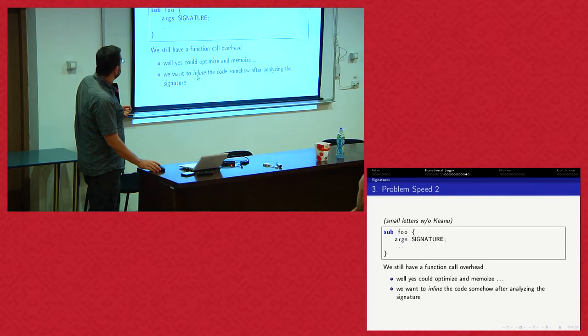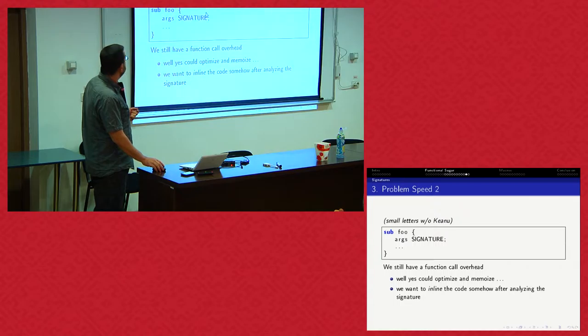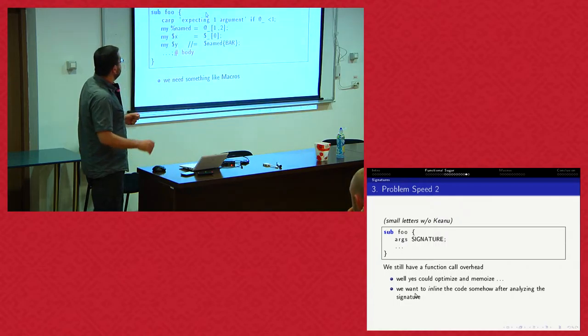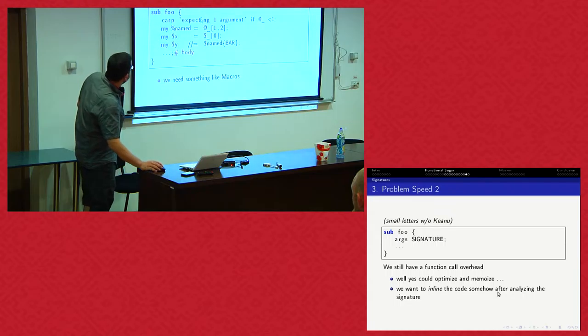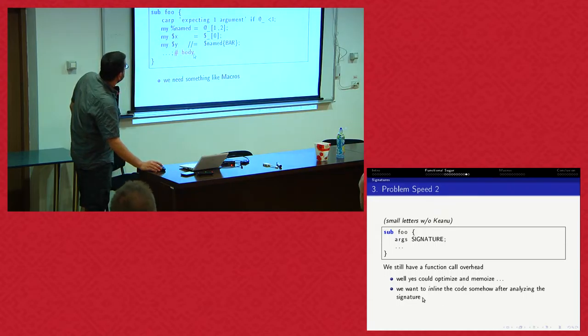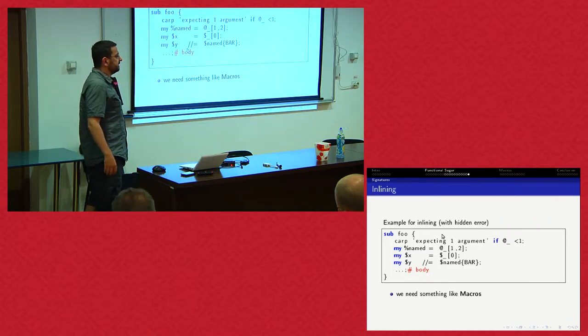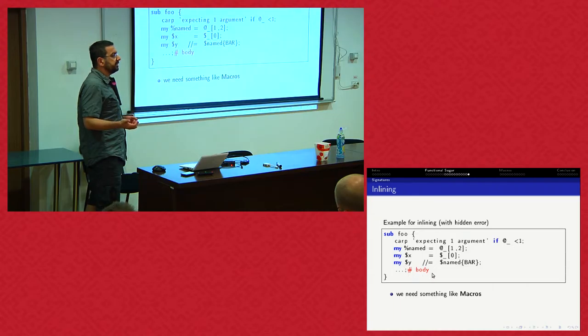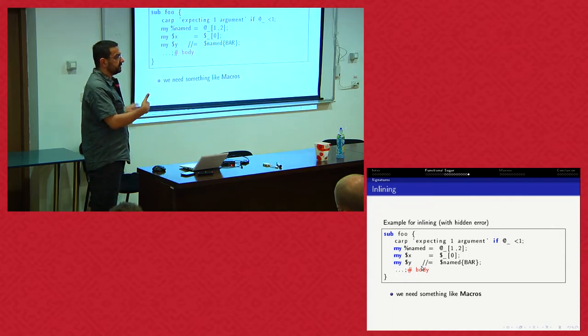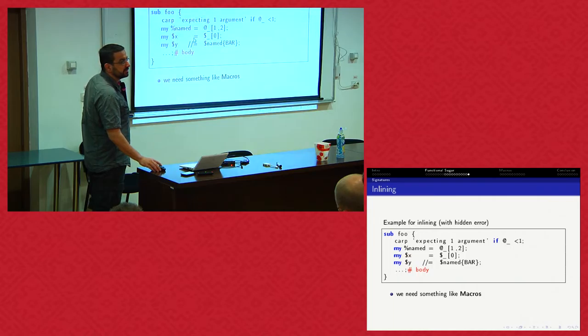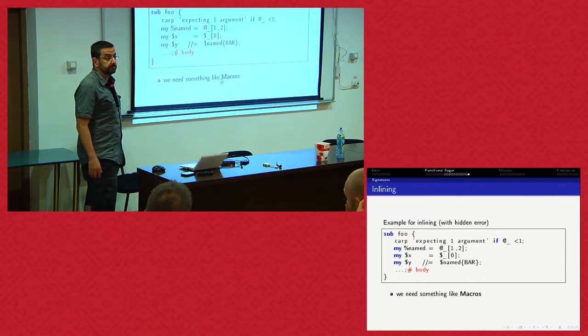What we really want is to inline the code somehow after analyzing the signature. What does inlining mean? We want to have a miracle which occurs, and the original body is prepended by this code. And this, as far as I know, is more or less the same way signatures are implemented in 5.20. When you deparse a function with a signature, you will see code you've never written, which is integrated. So what we need here is something like macros.